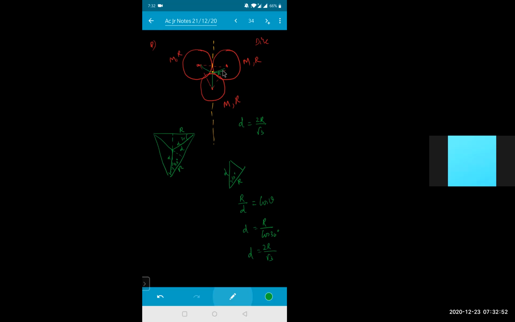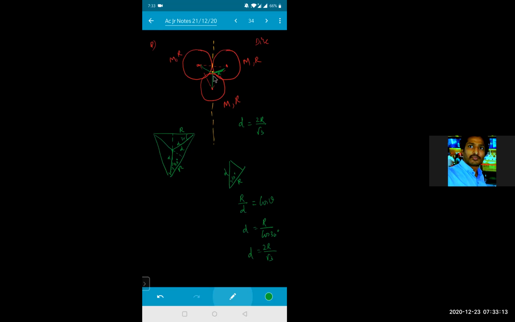That is the distance from center to center. Now the moment of inertia of the disk about its own axis will be equal to how much? I is equal to m r square divided by 2.